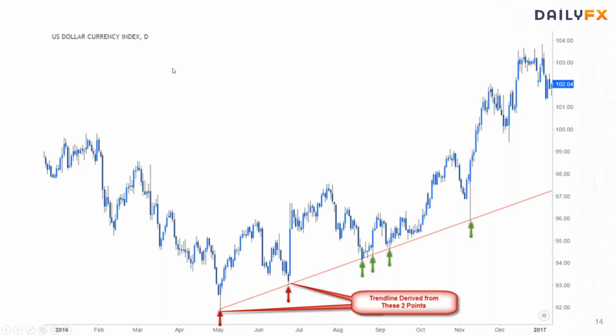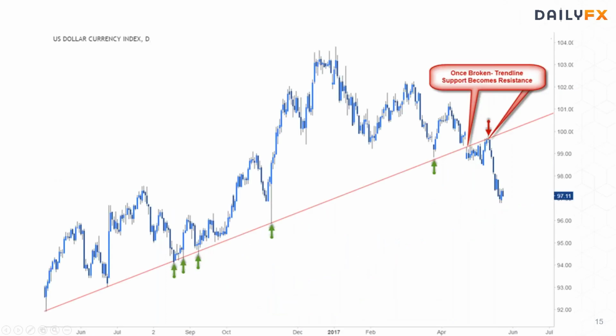In point of fact, in this dollar index currency, that's exactly what happened. We tested that trend line for a 5th time, gapped below it, was resistance, was resistance, was resistance, and you're moving lower.